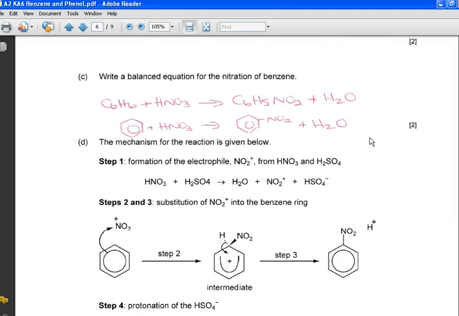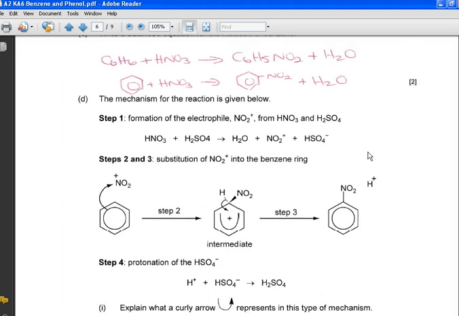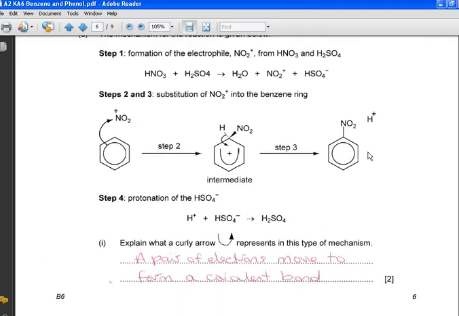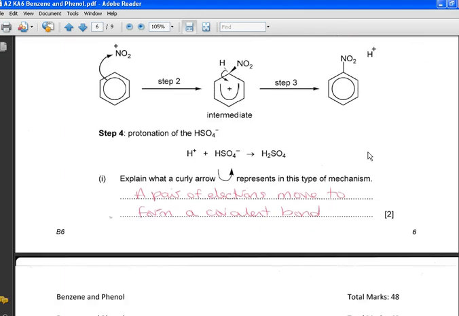Okay, balanced equation for the nitration of benzene, so I've drawn it using the structural and displayed formula. Pretty straightforward, to be honest. And then you're given a mechanism, which makes it nice and easy. You don't even have to draw the mechanism.